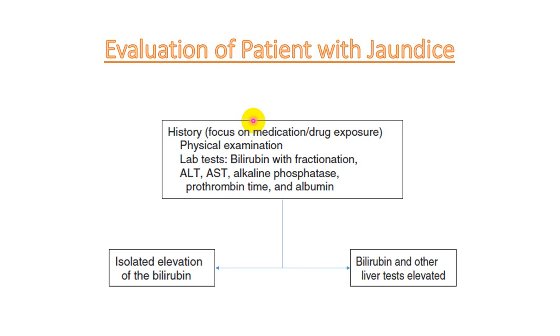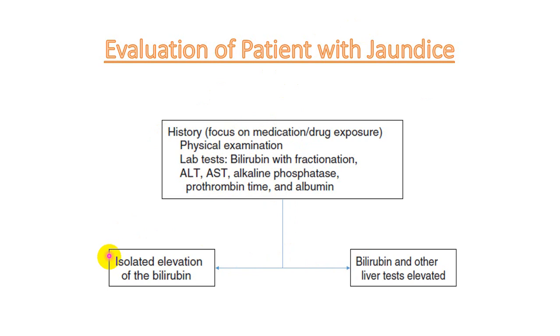So, how do we evaluate a patient with jaundice? As we previously discussed, we will start with history, physical examination, and lab tests. After that, we decide the patient will fall into one of two groups.